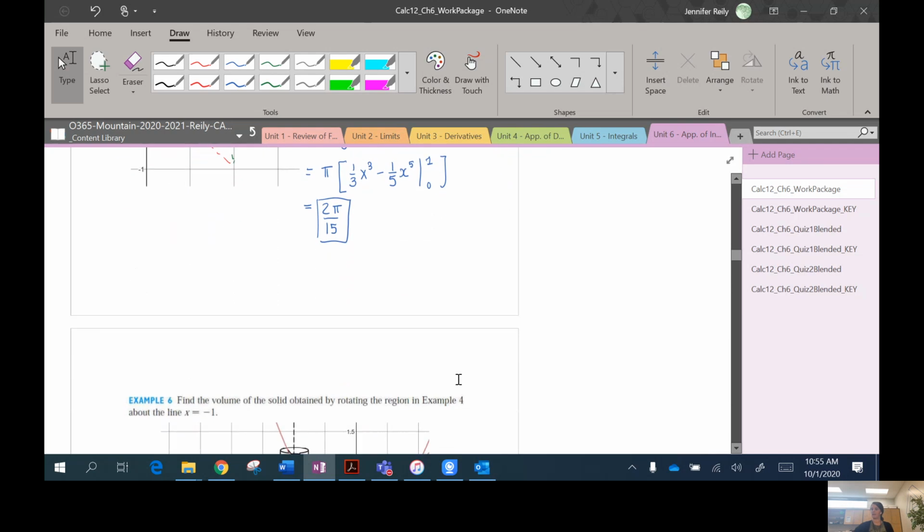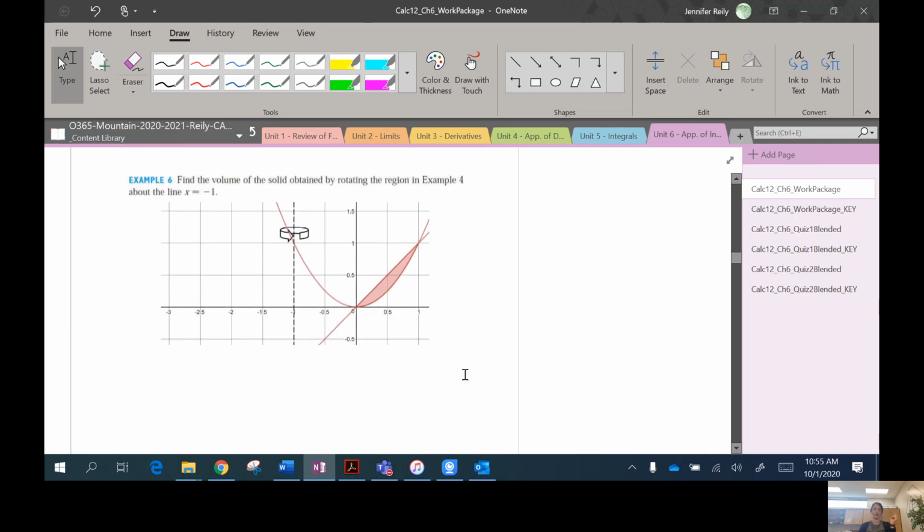Okay, let's do one more example, the last example in this video. This time we're going to be creating washers that are stacked vertically, so we're going to be integrating in y. And I've added another complication: we moved the axis of rotation over. So we're rotating around the line x equals -1.